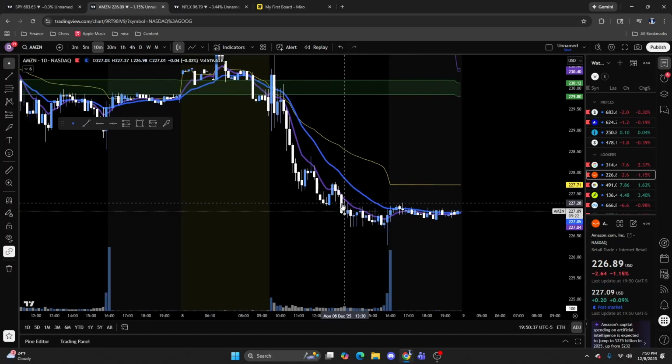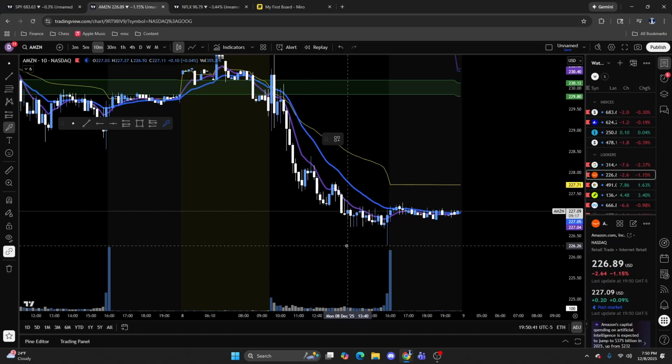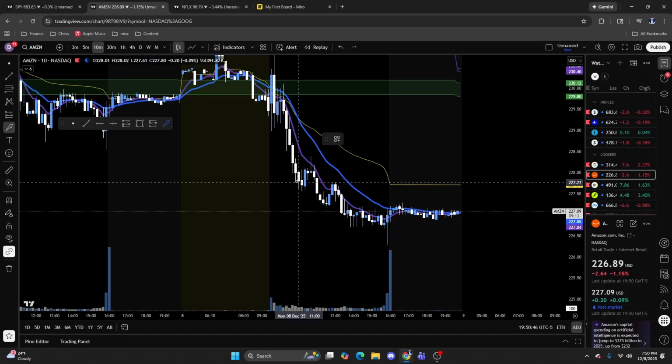50% gain. Okay, now how do we know if it's a high quality pullback? Well, look, SPY is trending down, so we know that the general market is going down, so our probability jumps up when we put in puts because we're riding the wave.